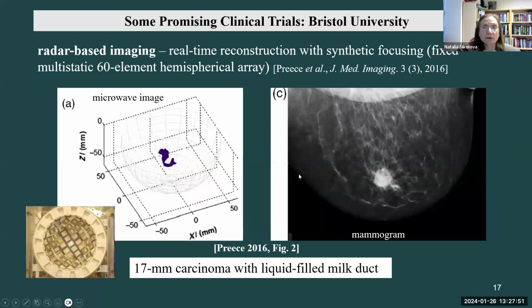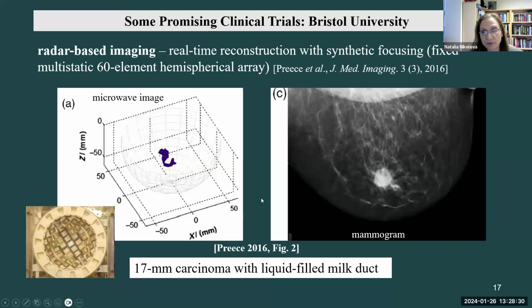Some promising clinical trials have been reported in the last 10 years or so, especially in the case of larger carcinomas. Here you see some results presented by the team of Professor Craddock at the University of Bristol in the UK. You can see the microwave image of a fairly large carcinoma. This is a large tumor, 17 millimeters in size, and the mammogram is on the right. So microwave imaging definitely works with relatively large cancers.